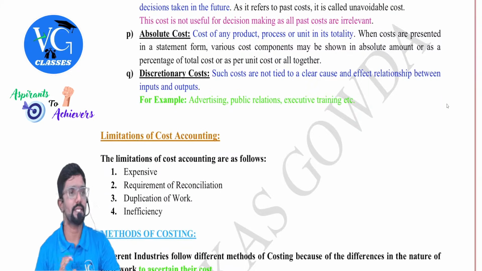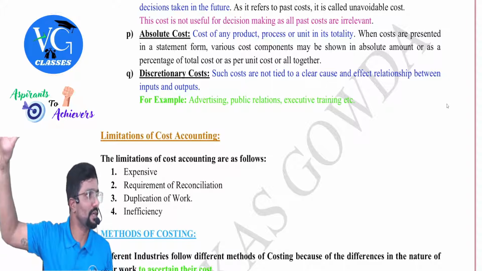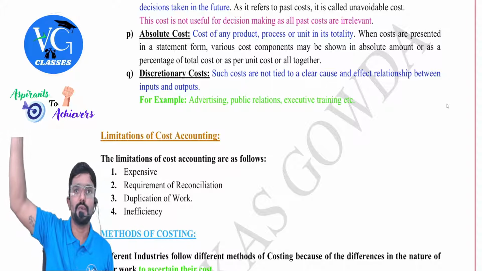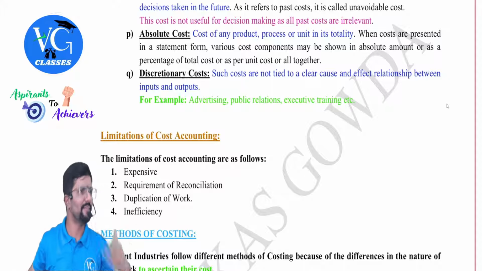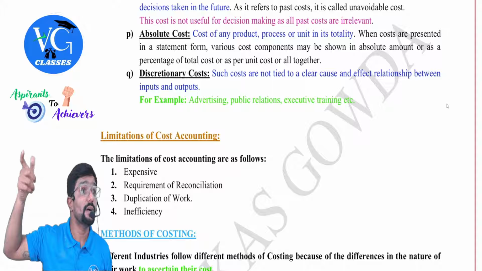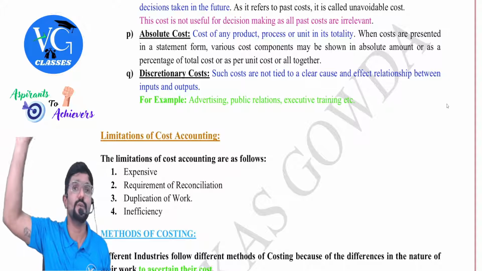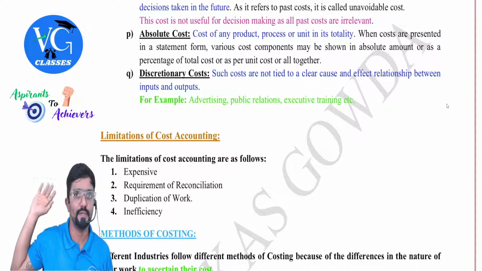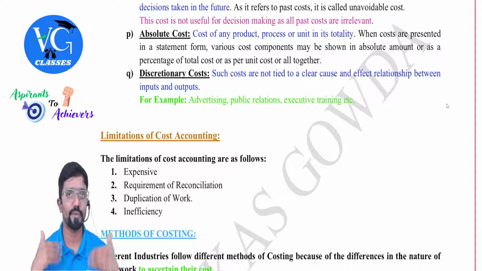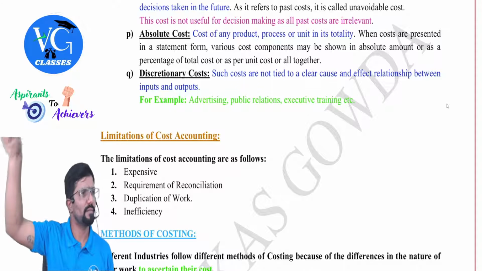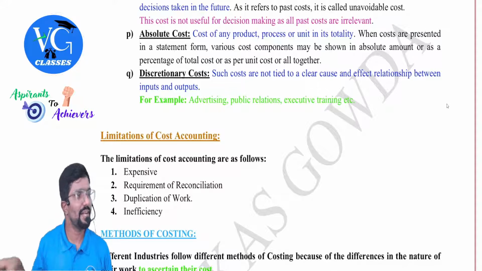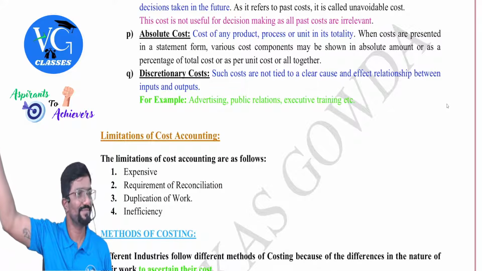Then absolute cost. Whenever I am presenting the cost in totality, in total, sir, to produce 1,000 units, what is that total cost? Material, labor, overhead, everything. That is called absolute cost. Sir, can I present it per unit or as a percentage of total cost also? Yes, that is not called absolute. For example, guys, whenever we are preparing a cost sheet, I can add one column which shows total cost, or else I can add one more column per unit. So per unit is not absolute.